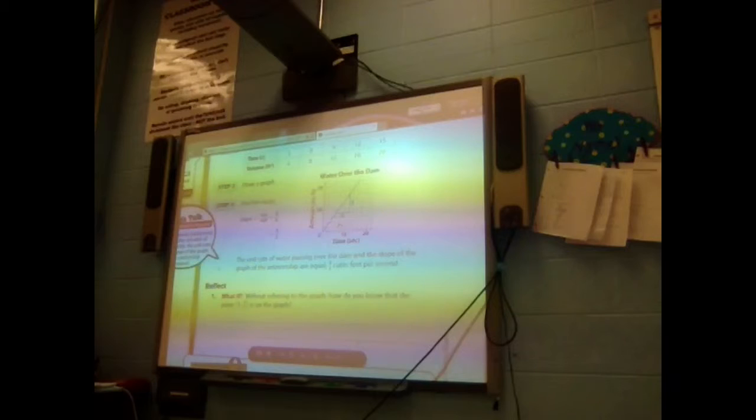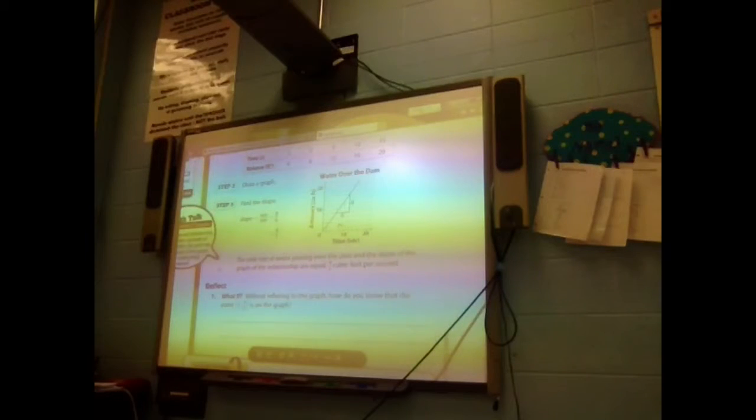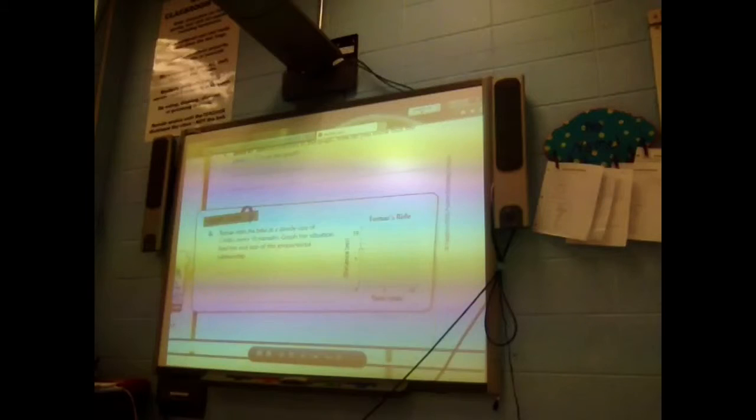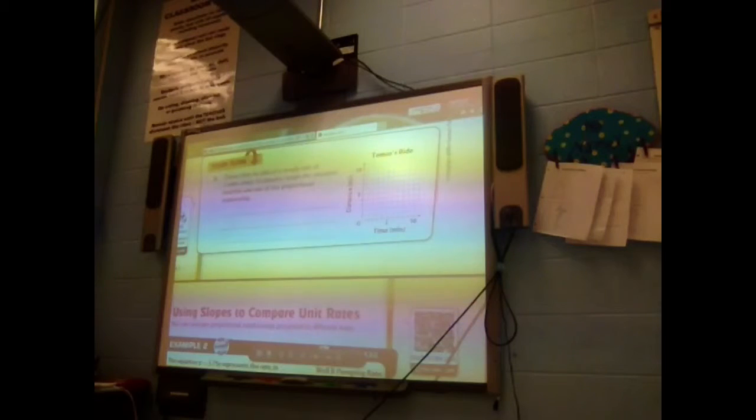Okay, so we're looking at your turn on page 72. Thomas rides his bike at a steady rate of 2 miles every 10 minutes. So the first thing it asks us to do is to graph that. So I'm going to make myself a little chart because I think the chart's going to help me a little bit.